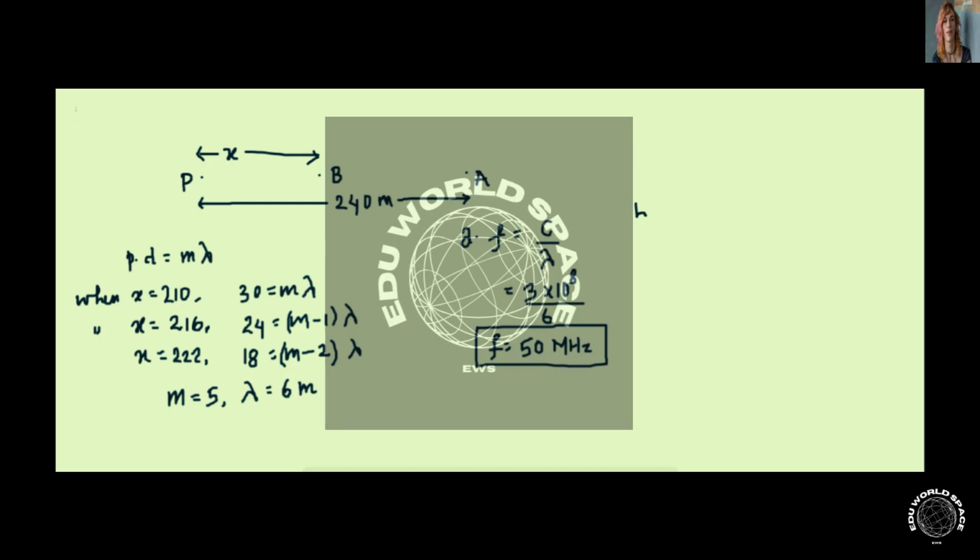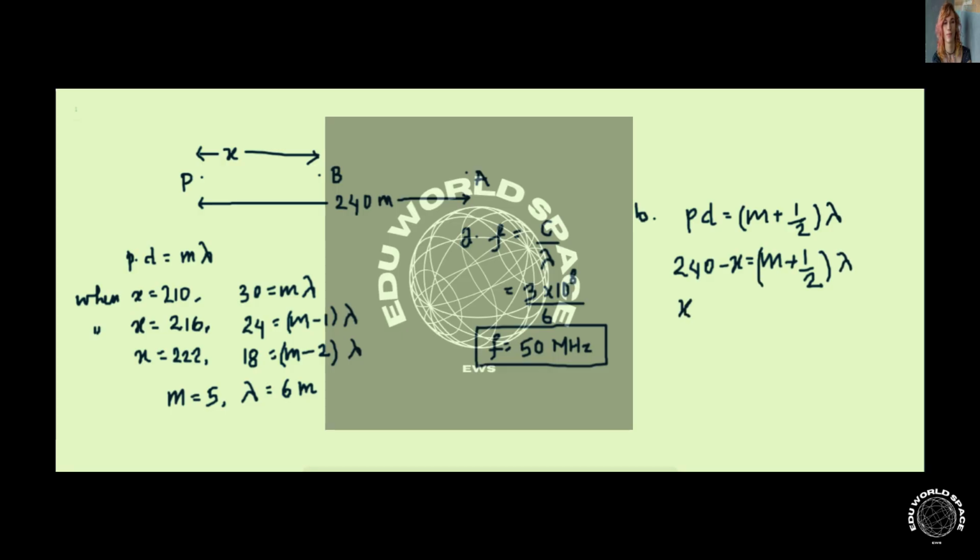Now part B of the question asks us, what is the greatest value of x, with x less than 240, for the interference at P to be destructive? Now for destructive, the path difference PD should be (m plus half) lambda, where m goes from 0 to whatever you want, right? So the path difference when there is the distance x is 240 minus x, equal to (m plus half) times lambda.